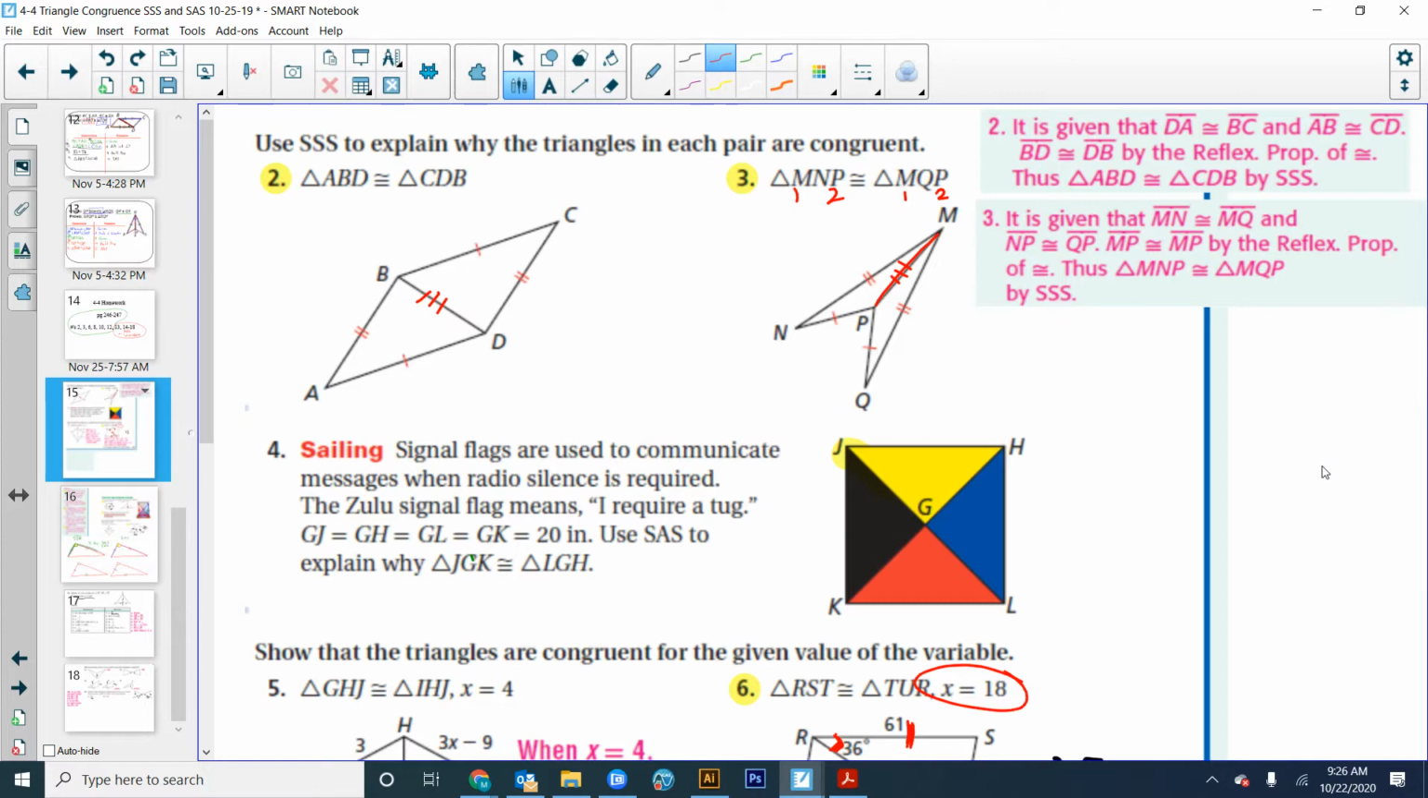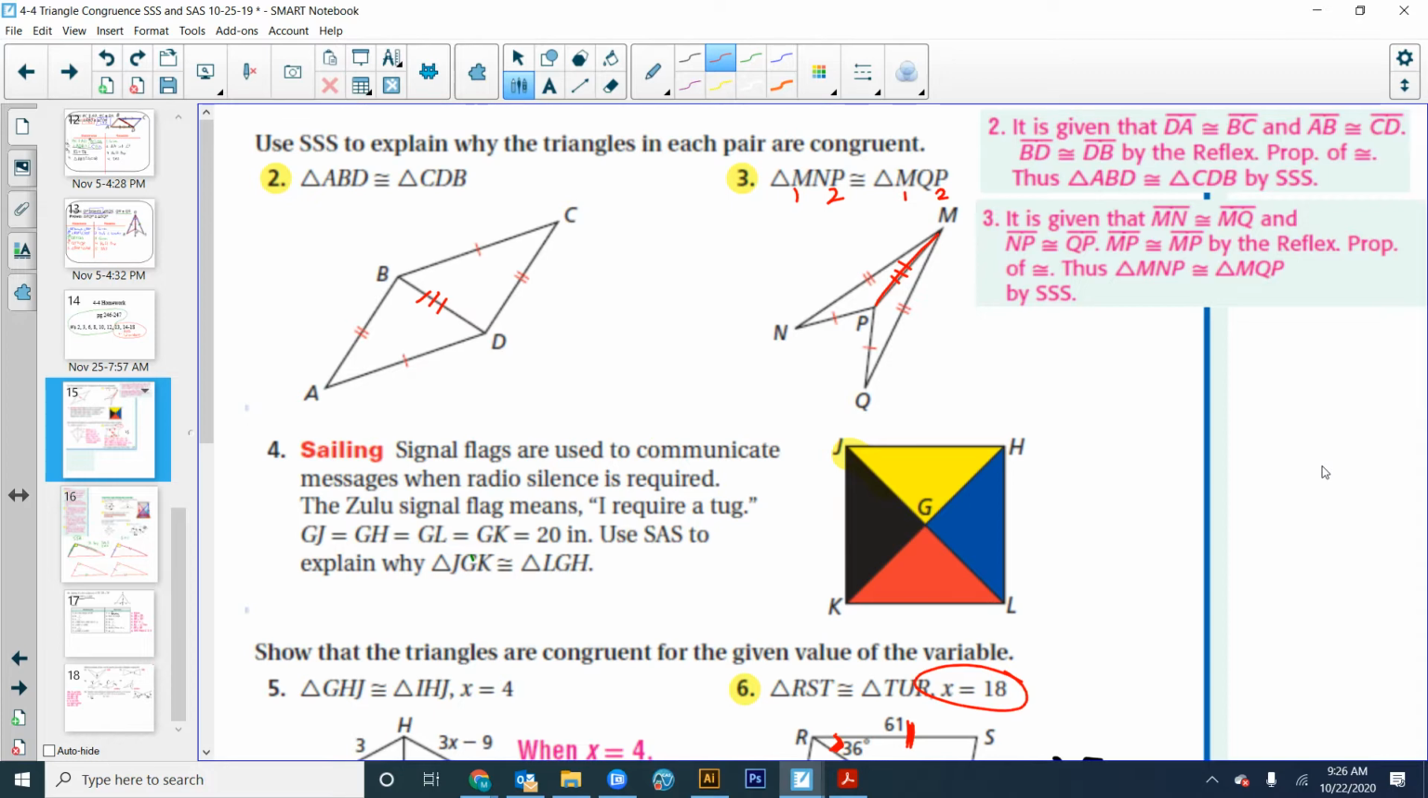Why is MP congruent to MP in number 3? Reflexive property. Okay? Now, did I use the analogy of pinky to pinky yesterday? Okay. So do you see how these ones in 3 are pinky to pinky? The angles and the sides are lined up in order, like that. They're not swapped. Do you see how in number 2, they were swapped?